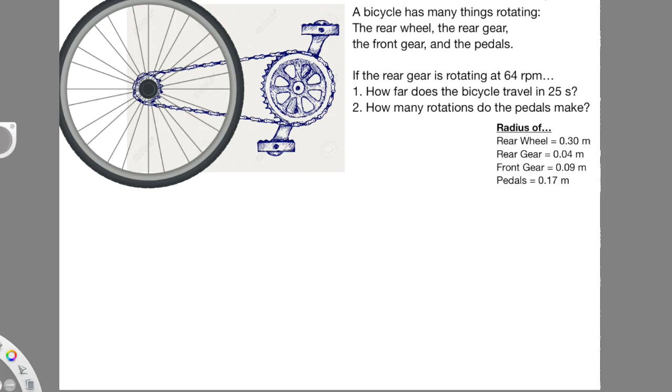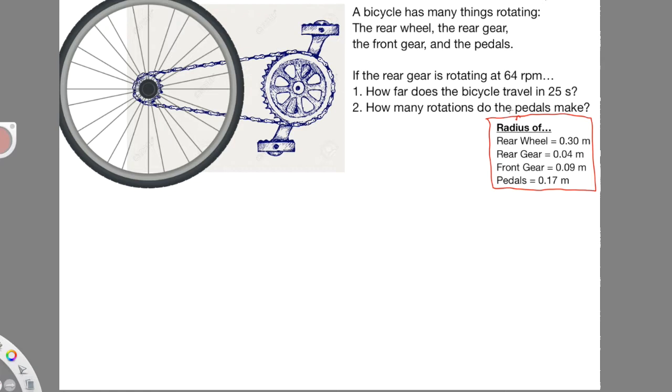We have the rear wheel, which is what actually touches the ground, the rear gear around which the chain is wrapped, the front gear that's right between your legs, and the pedals that you put your feet on. And since all four of these pieces are connected, if we know some information about all of them, for example, we know the radius of each of these pieces, then knowing one piece of information about one of them can help us learn just about anything we want to know about the other ones.